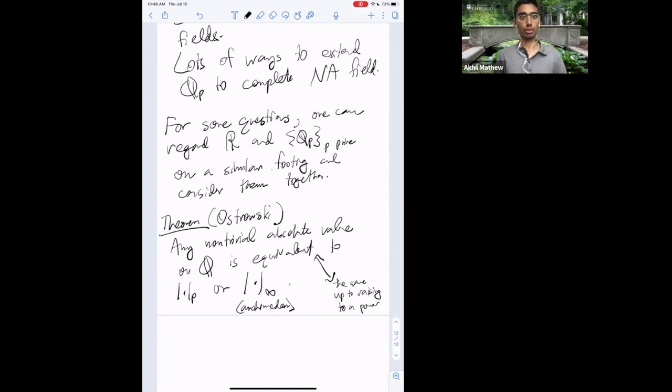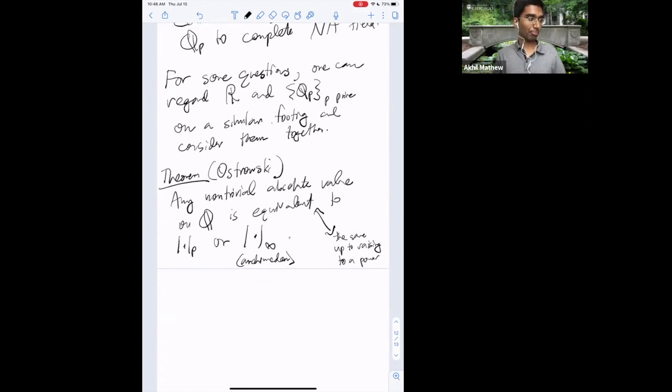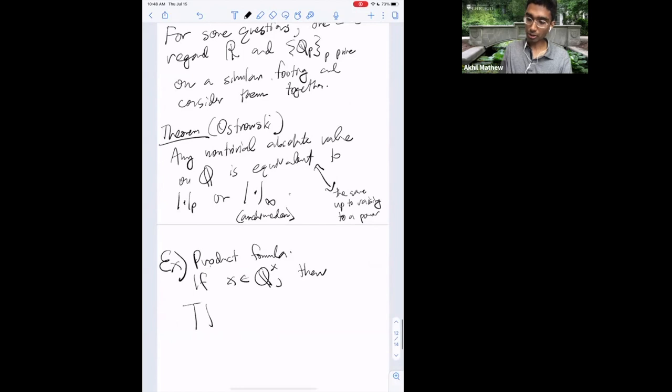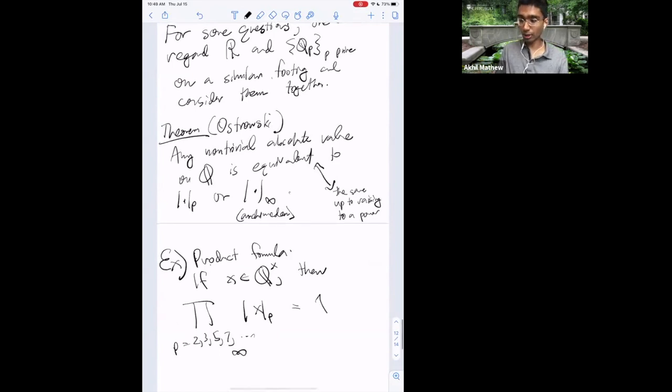So somehow the idea is that you should consider all of these completions together. And so this turns out to be a useful philosophy for various purposes. Let me give one example, which is the product formula. If x is a non-zero rational number, then the statement is that the product, as p ranges over all the prime numbers and also infinity, of the absolute value of x at p, so we're also including the Archimedean absolute value, is equal to 1.